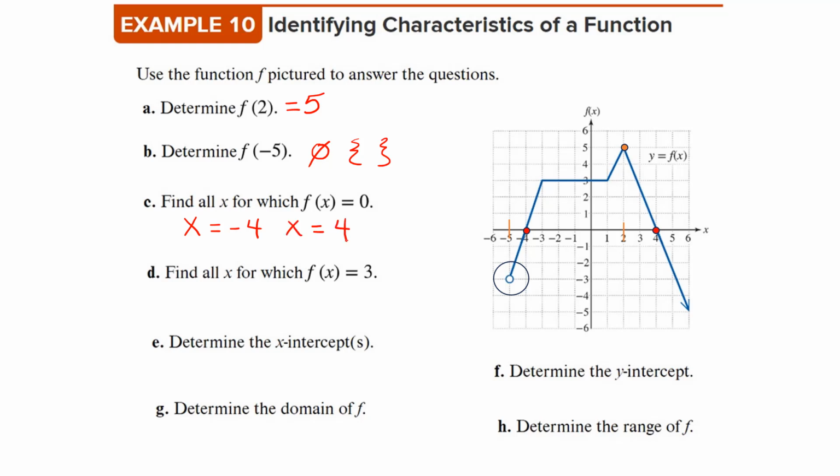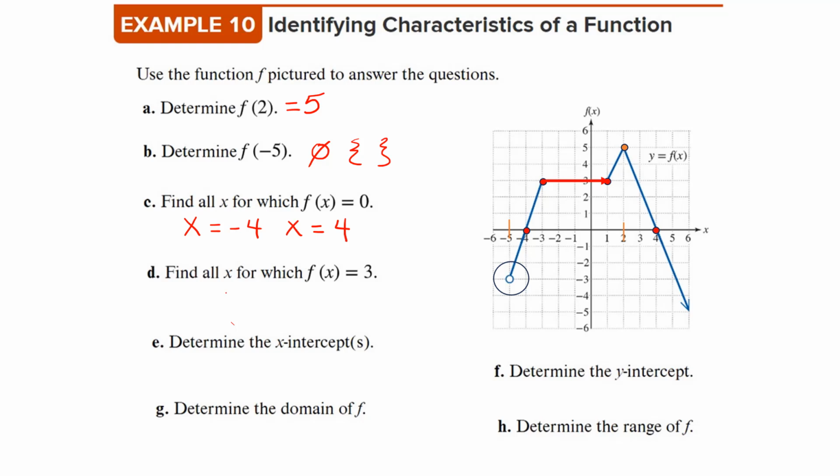Then find all x for which f of x is 3. All right, well, when is the value of the function 3? That is when your y value is 3. So it's up here, and that stays 3 all the way over to that point there. So the function has a value of 3 from x equals negative 3 all the way up to x equals 1. So all the values between x equals negative 3 and x equals 1 have a function value of 3.